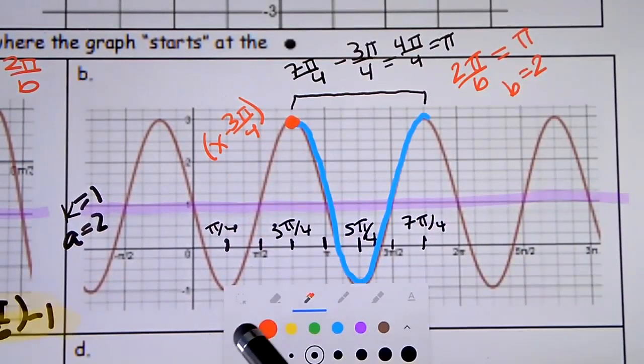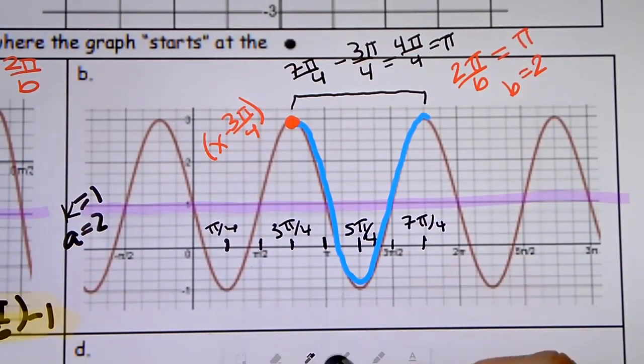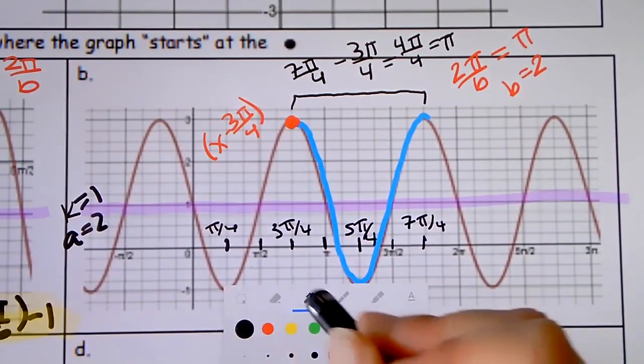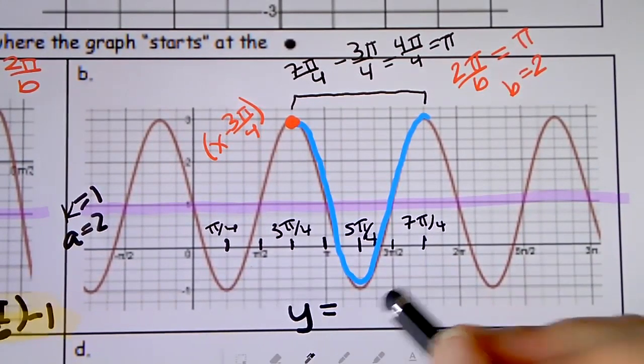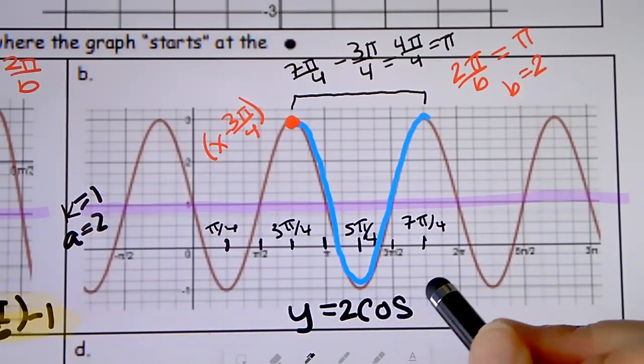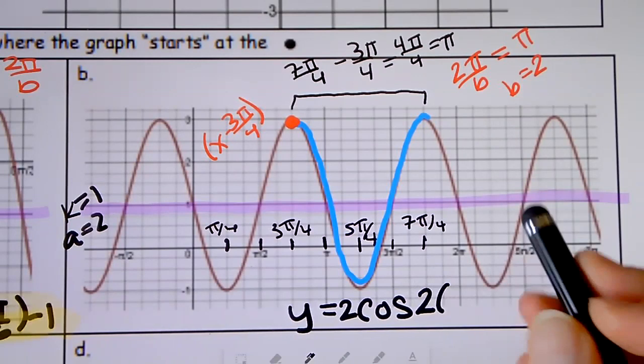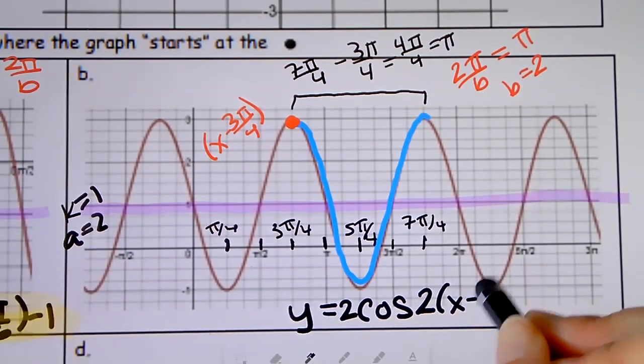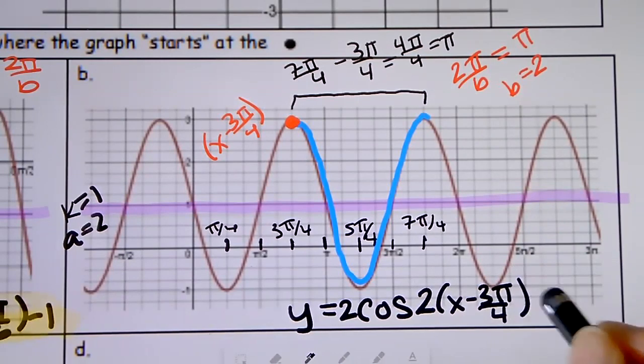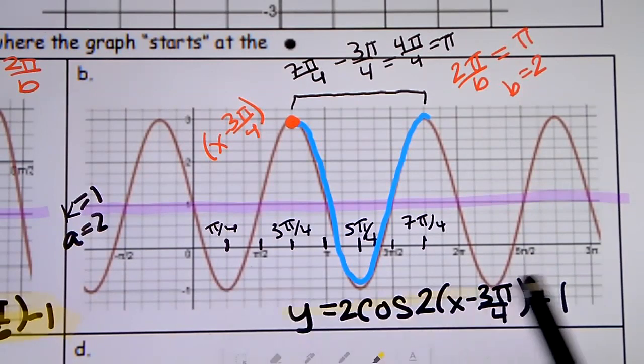So my equation is going to be, let me get a little bigger here, y equals my a, which is 2, cosine, my b, which is 2, my phase shift, x minus 3 pi fourths, and then my plus 1. And that's going to be my equation. So now let's take a look at C and then D. And as we do more and more of these, and we're going to focus on doing this more on Monday and Tuesday, it'll get easier.